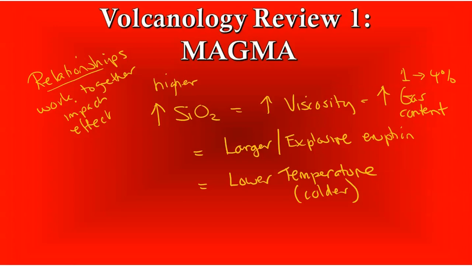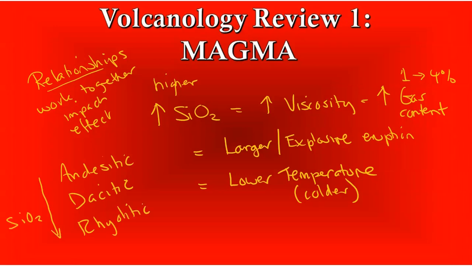And this kind of magma is called andesitic or dacitic or rhyolitic. Now, this is increasing in silica percentage by weight up to around 70 to 75%, which is rhyolite, or 60 to 70%, which is andesitic. So this is the higher viscosity, higher silica magma types.